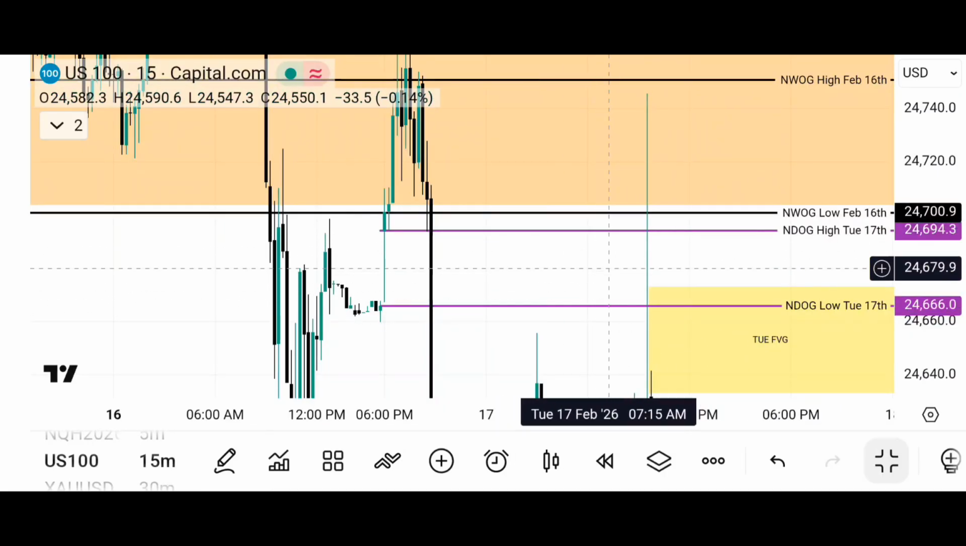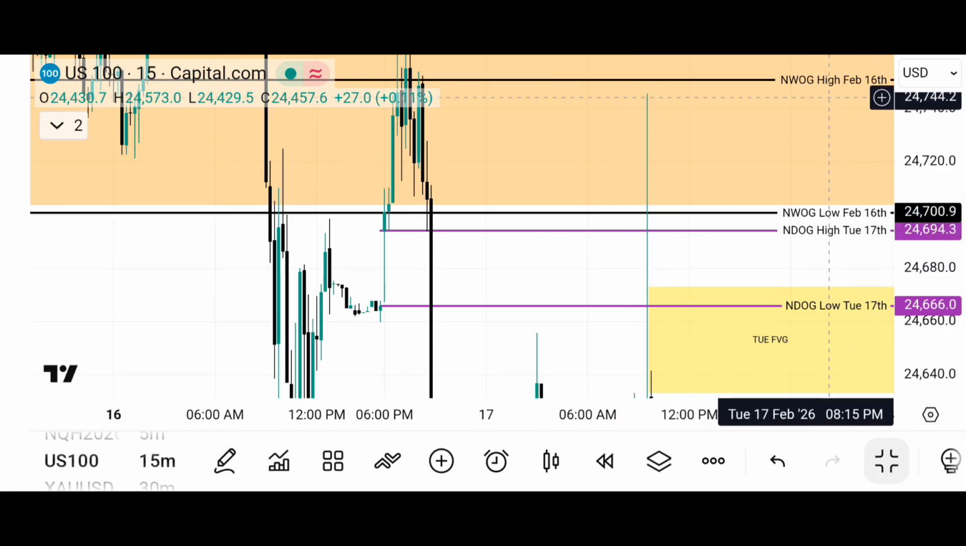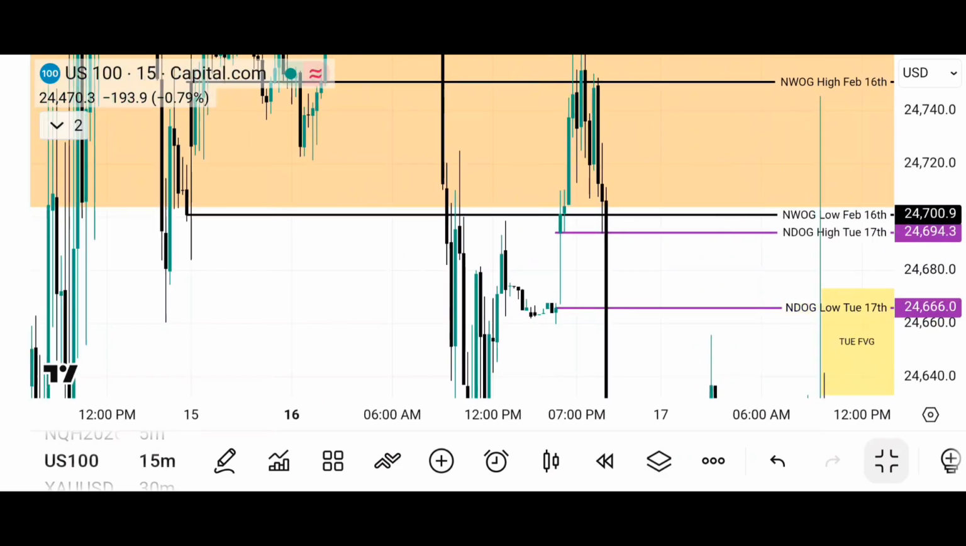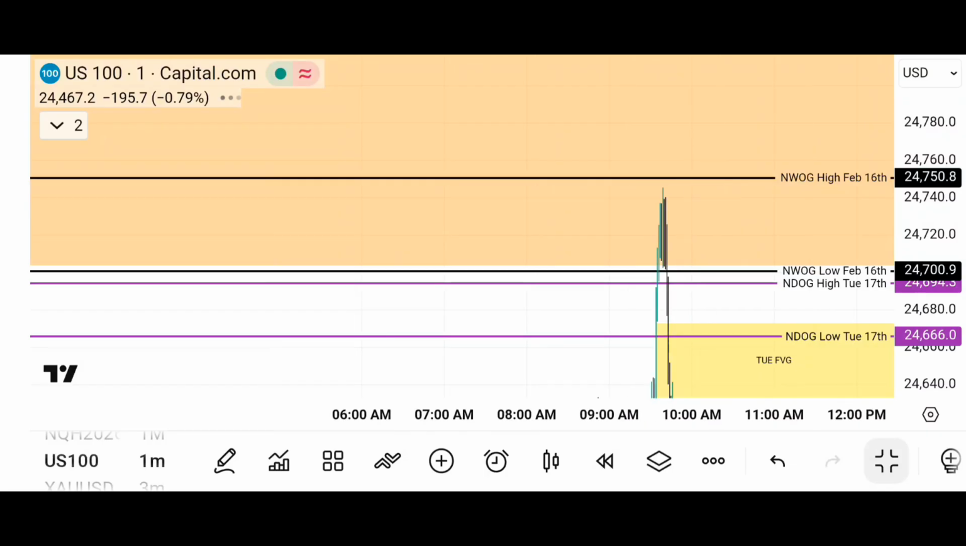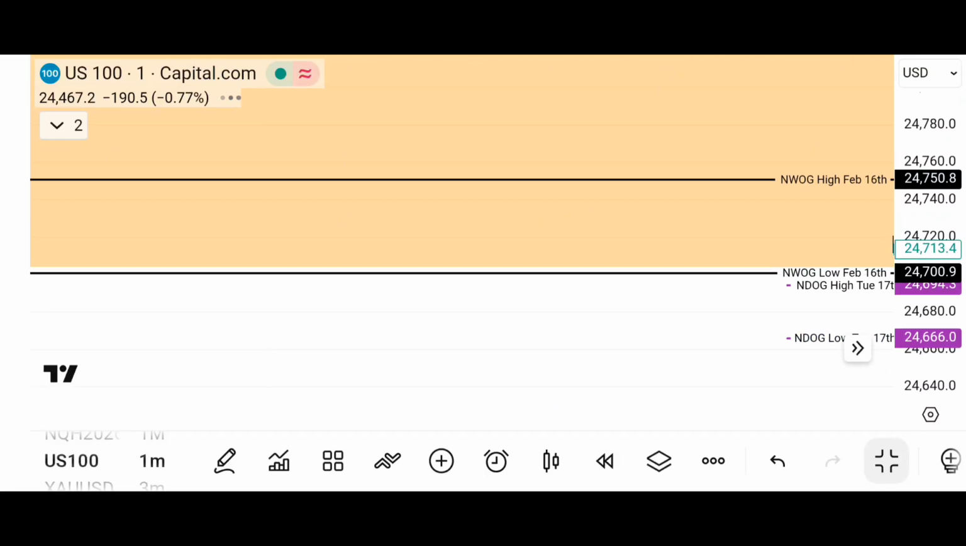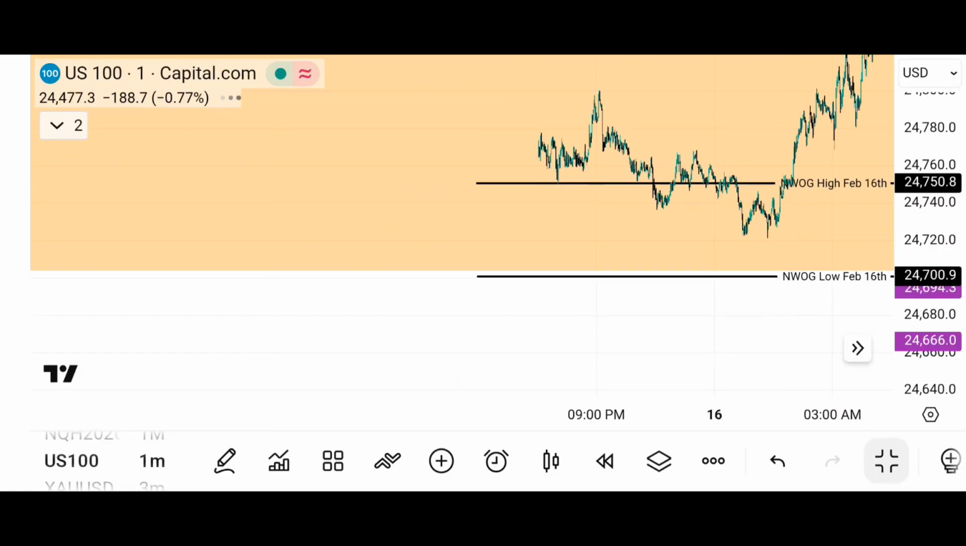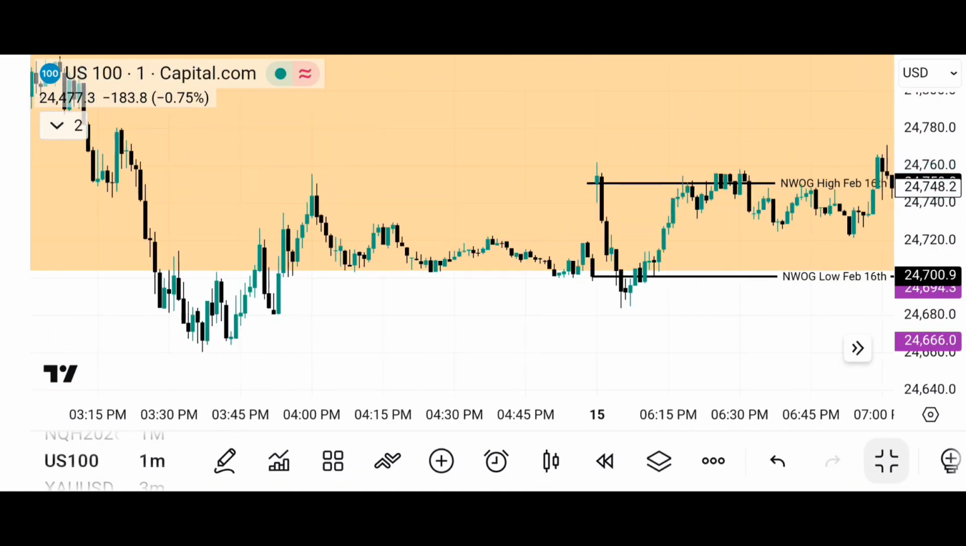which is today's date. Also, this is the high of the new week open gap, this is the low, new week open gap low. This is the high of the new day open gap, and this is the low of the new day open gap. And I'm going to drop to the 1 minute time frame and show you how this forms, starting with the new week open gap, which was formed on the 16th, February 16th.